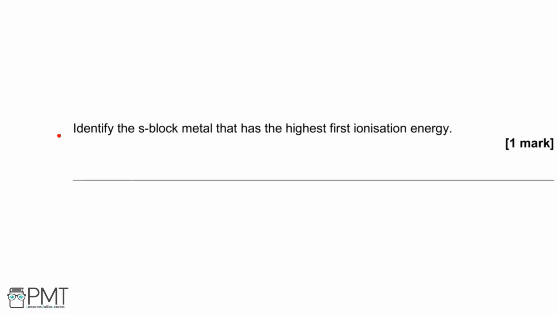Identify the S block metal that has the highest first ionization energy. This question is worth 1 mark, which means all we need to do is identify this metal. We don't have to give any justification as to why it is that metal. In order to work this out, we need to think about the factors which affect ionization energy. And the most important one to start with, that will help us narrow down which S block metal will have the highest first ionization energy, is going to be electron shielding.